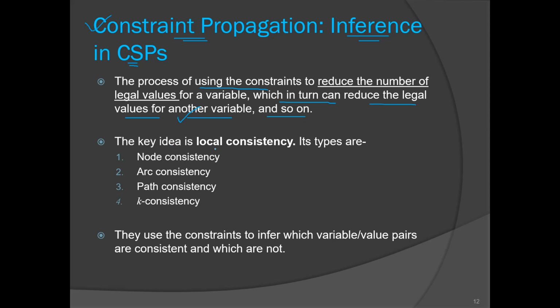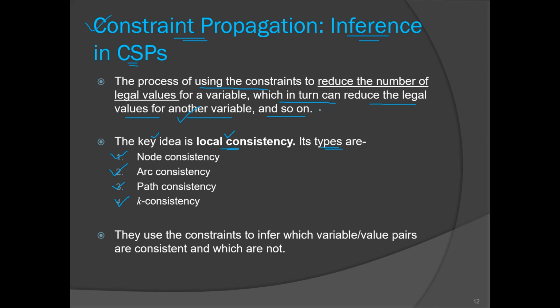Here the main idea is local consistency. If at any stage we maintain local consistency, then in the end we'll get a solution which is globally consistent. This is the idea behind constraint propagation. At each step you maintain local consistency, and we can maintain that with these 4 types of local consistency: first node consistency, then arc consistency, path consistency, and k consistency. Now we'll see these consistencies one by one.